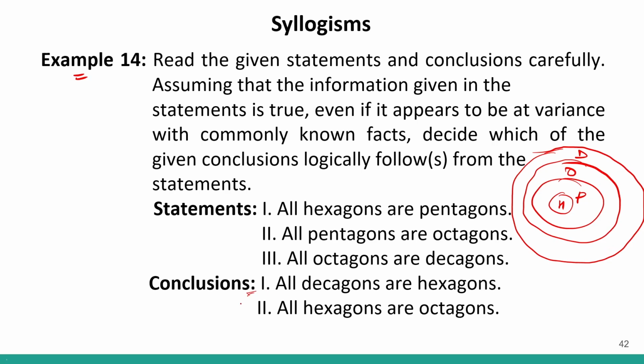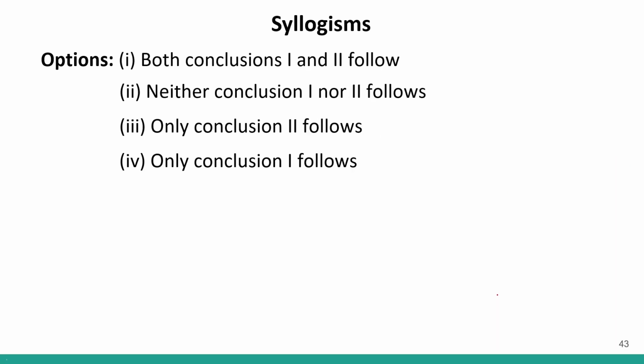Now let us see the conclusions. First conclusion says all decagons are hexagons. No, because your hexagons are over here, correct? And your decagons are so big. So all decagons are hexagons is not true. It can be a possibility, but it is not definitely true. So this will be false. Second one says all hexagons are octagons. This is definitely true because hexagons are over here and they are definitely a part of octagons. So only conclusion 2 is true. Option number 3 says only conclusion 2 is true. So this will be the answer. Clear?